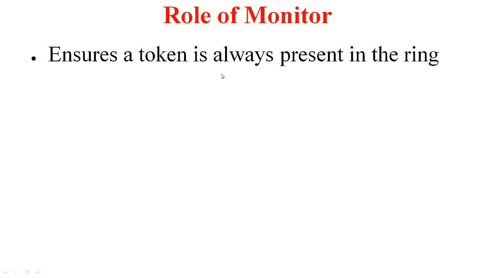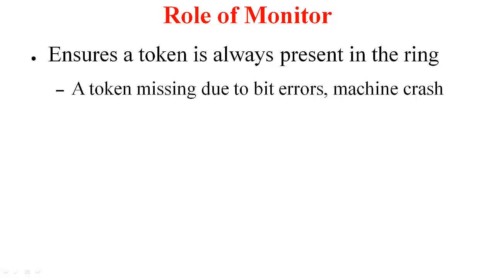As I mentioned, the role of the monitor is to check the health of the ring. So what can potentially go wrong as part of the token ring? The monitor always ensures a token is present in the ring. How can a token disappear? Can you think of some ways in which a token can disappear? That's right. A token can be missing because of some bit errors which alter the 24-bit pattern, so you don't know that it is indeed a token.